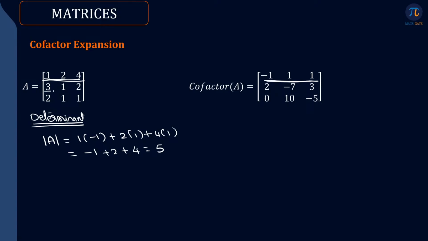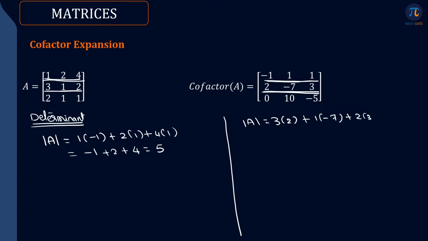You can multiply the second row with the corresponding cofactors and still get the determinant. For example, second row elements with corresponding cofactors: 3 into 2 plus 1 into minus 7 plus 2 into 3. So it is 6 minus 7, that is minus 1, plus 6, which is 5. You always get the same thing.